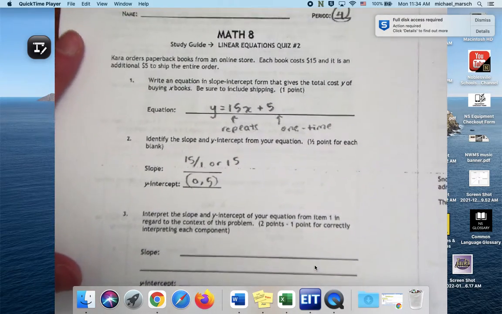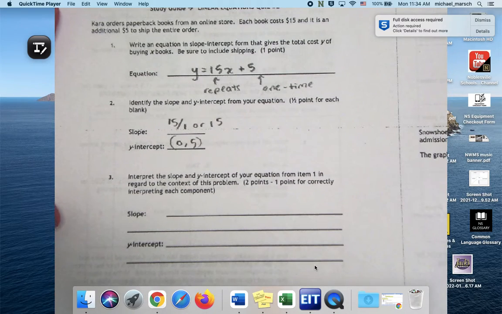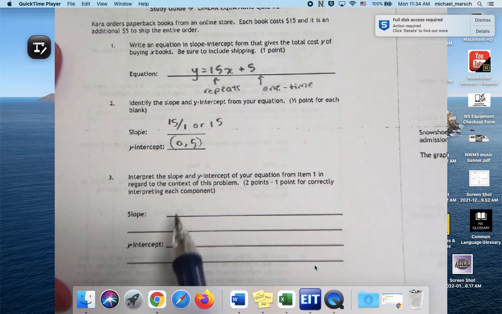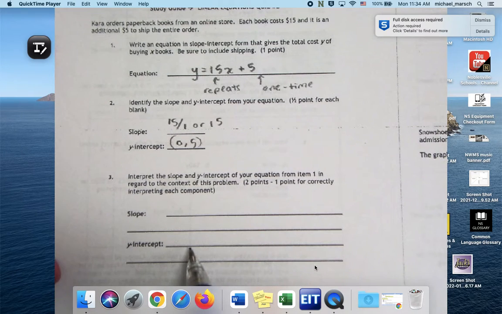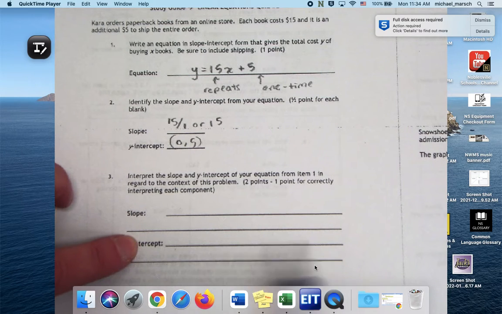All right, this next question, interpret the slope and y-intercept. So what does it mean? Do not tell me 15 and 0, 5. We already answered that. What does the 15 mean? What does the 0, 5 mean?